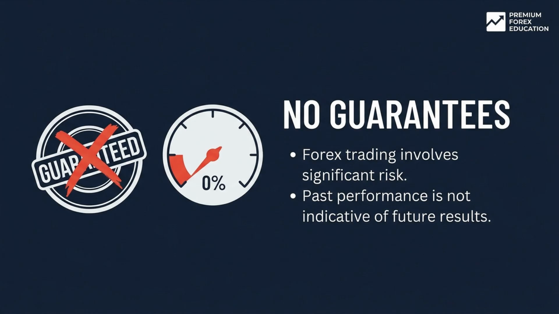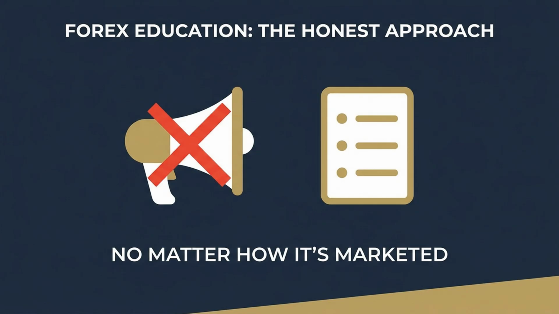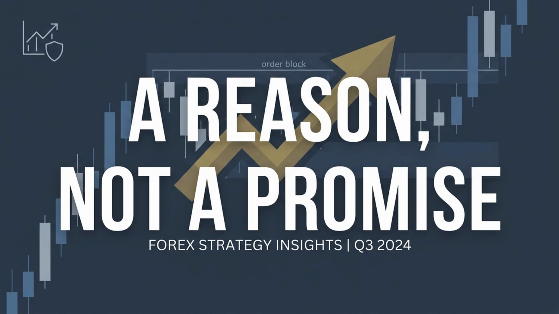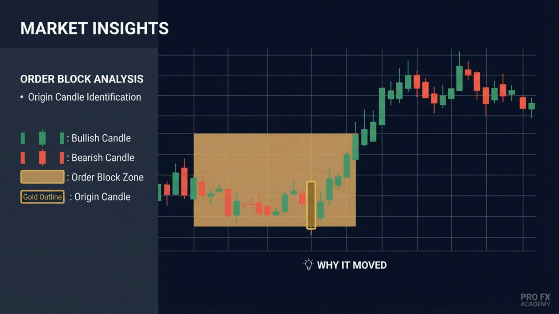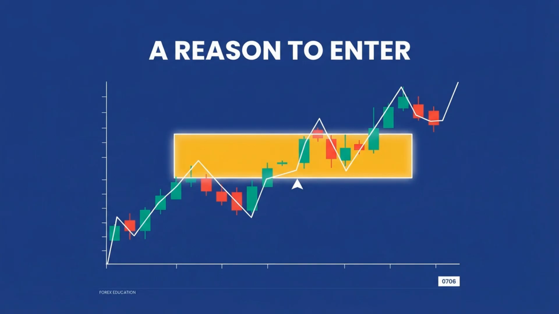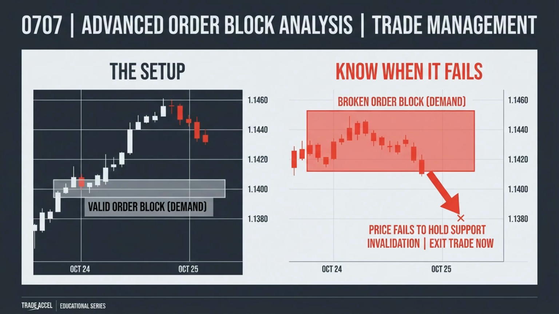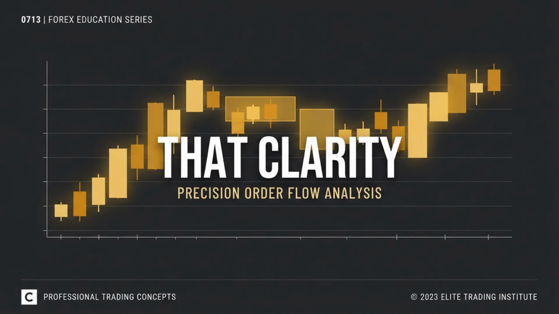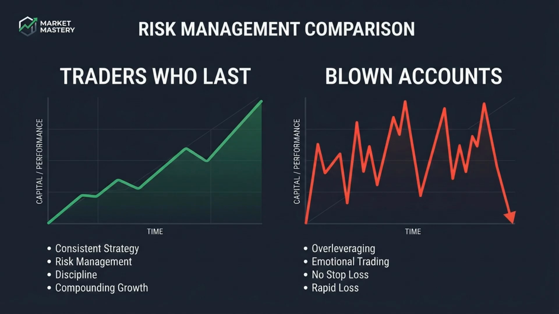None of this guarantees a winning trade. No framework does, no matter how it's marketed to you. What it gives you instead is a reason. A reason price behaved the way it did. A reason to enter, and just as importantly, a reason to know when the setup has failed and get out without hesitation. That clarity, more than any indicator, is what separates traders who last from traders who blow up chasing certainty that was never available in the first place.